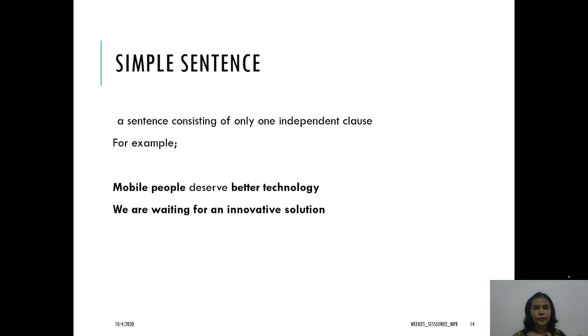Now for simple sentence, what does it mean by a simple sentence? A simple sentence is a sentence consisting of only one independent clause. Okay, what does it mean by one independent clause? It is a clause that only has a subject, verb, and object. That's it. So it's a very simple sentence. So this one has subject, verb, and object, and this one is also subject, verb, and object. Mobile people, this is better technology. We are waiting for an innovative solution. Okay, so a sentence that can stand by itself is a simple sentence, and it's one independent clause.